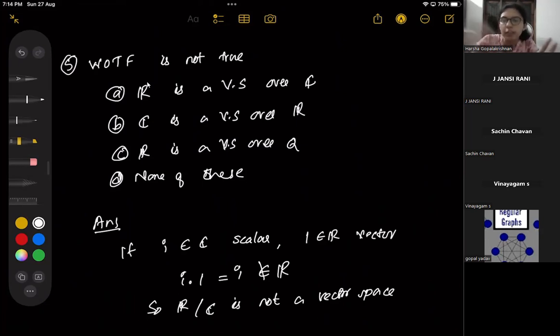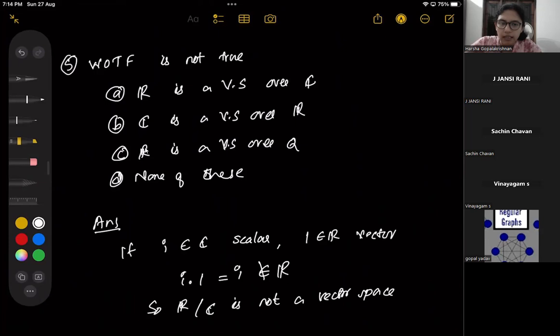In general, if we are having one field F, which is a subfield of a field F1, then F over F1 will not be a vector space. Here R is smaller than C. We can say R as some kind of subset of C, right? So R over C is not a vector space. In general, it is true. Like the smaller one is not a vector space over the bigger one.